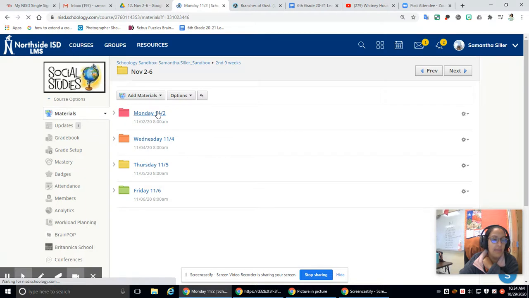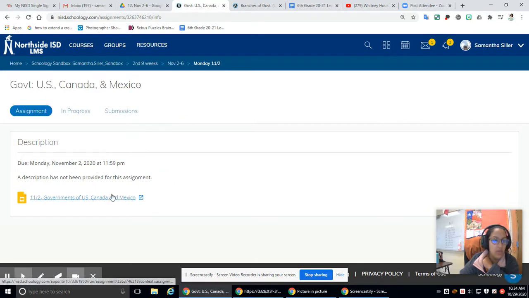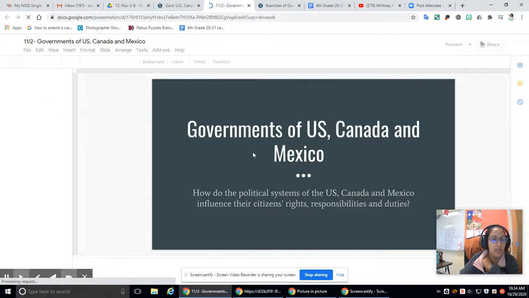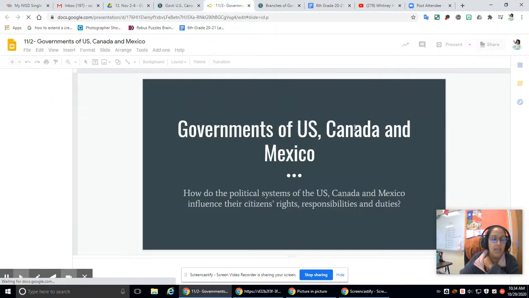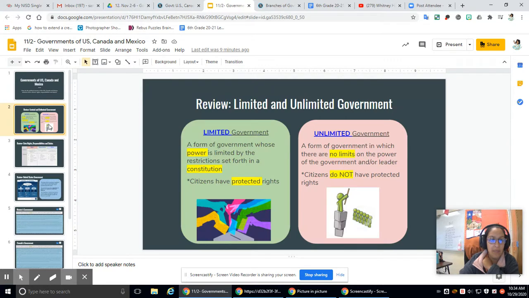So for Monday, we're going to talk about the government for United States, Canada, and Mexico. So you're going to click on the Google Slides. And it's like, how do the political systems of the US, Canada, and Mexico influence their citizens' rights, responsibilities, and duties? So remember, United States, Canada, Mexico is the entire North America continent. And some of y'all are still struggling with that.